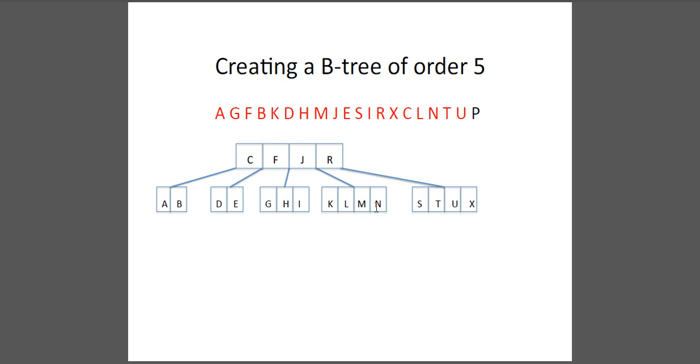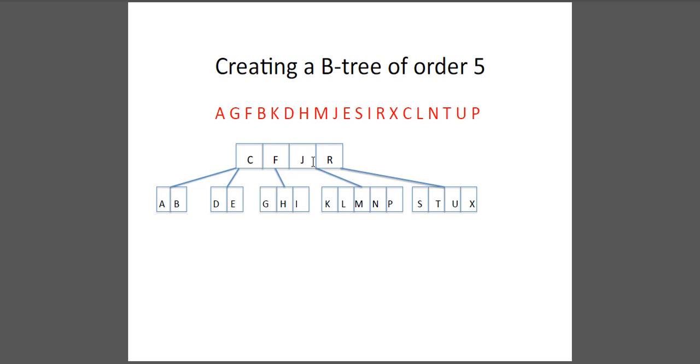P is greater than J and lesser than R, so P must be inserted here after N. So when you insert P here, then there will be 5 values, so again it will violate the rule of B tree, so you need to split at M. When you split at M, M should be sent to the root node.